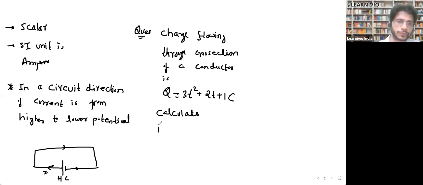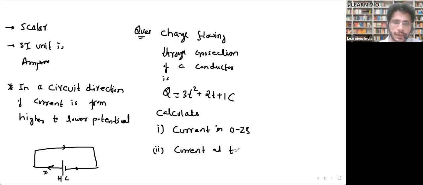First part: current in 0 to 2 seconds. Second part: I need current at t equal to 2 seconds. Sania, in the first part, is it average current or instantaneous current that you are supposed to calculate, for 0 to 2 seconds? Is this average or instantaneous?